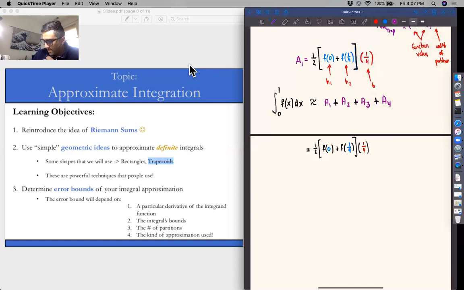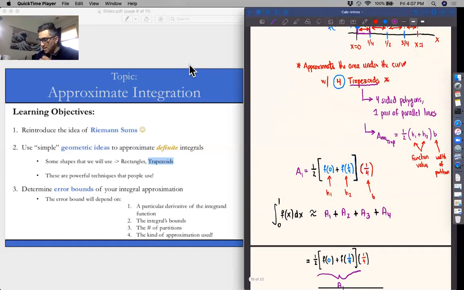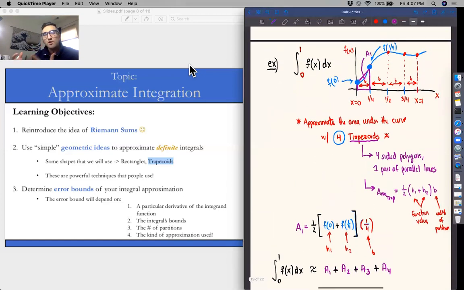So that was our area for trapezoid 1. If we look at the area for trapezoid 2, well, it's going to have a familiar flavor. We're just going to take the function values from the left and the right side. So again, the left side being the function value at 1/4, and the right side being the function value at 1/2. And that's going to outline for us our trapezoid that will compute the area for A2.